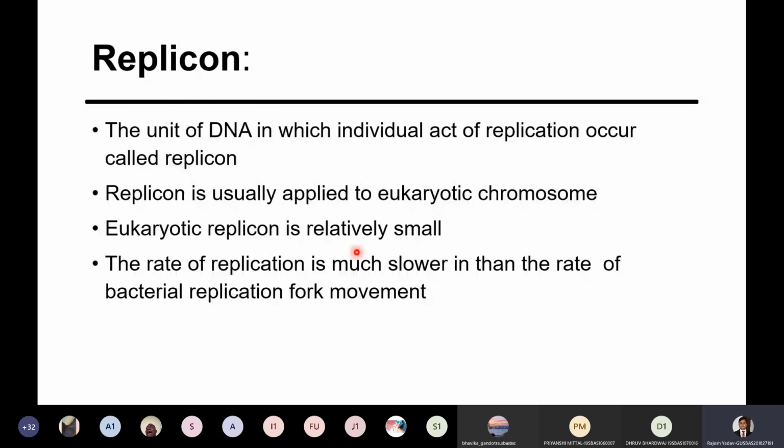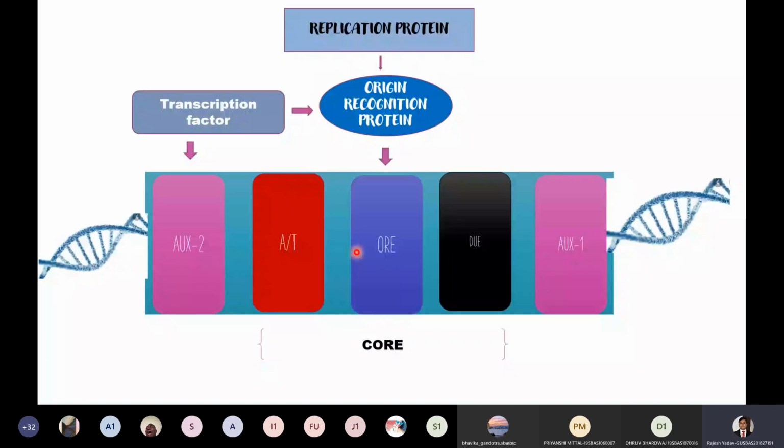The mechanism of replication in the eukaryotes is not described fully. That means there is very little knowledge of eukaryotic replication. So we are not studying it step by step, where this protein will come and bind here and it will start. That is why we are just studying the general features, whatever is known about the replication.